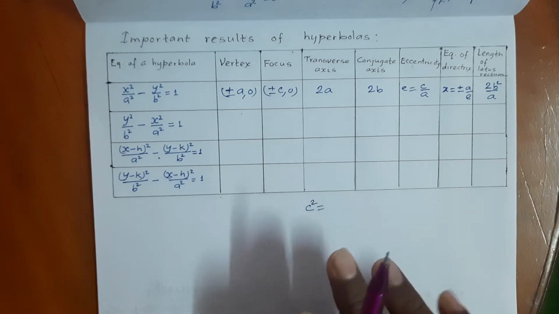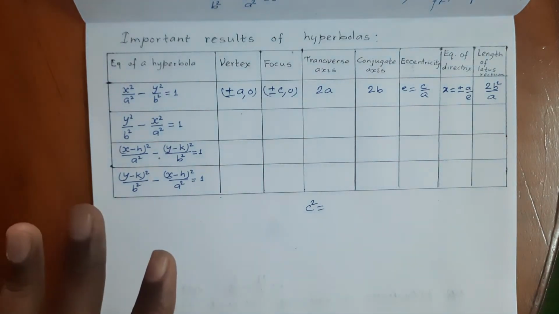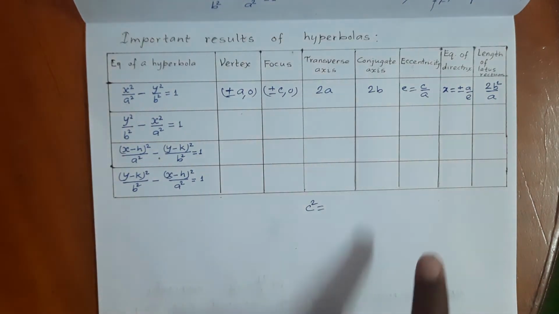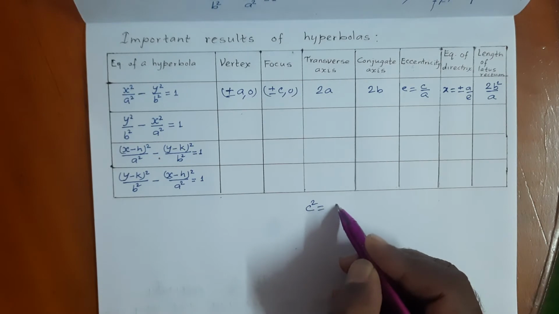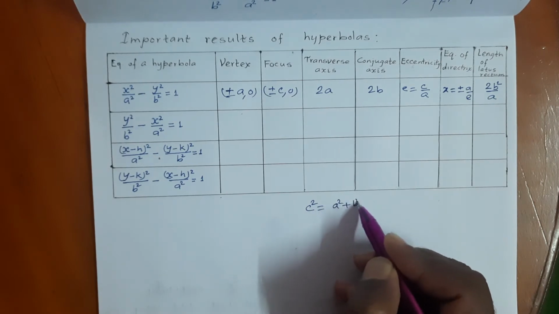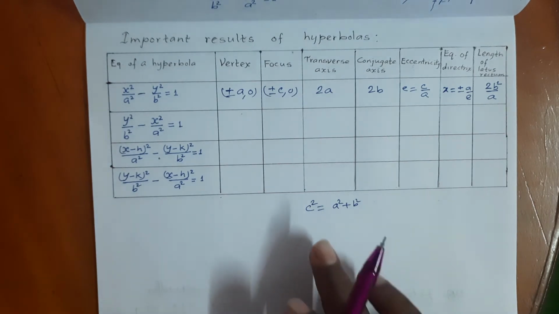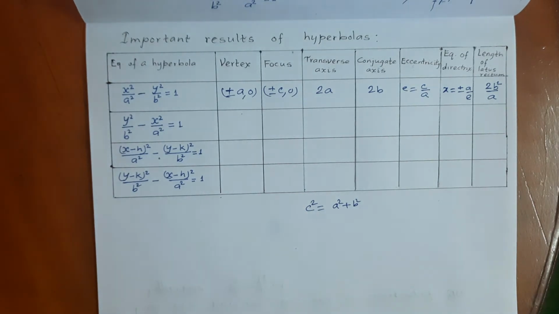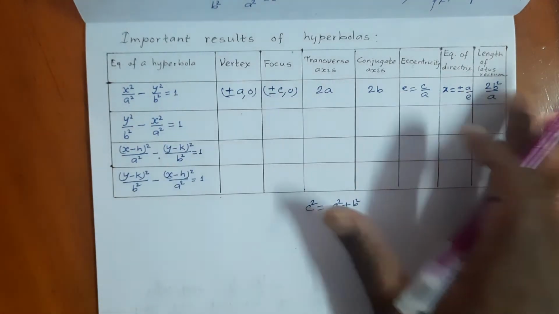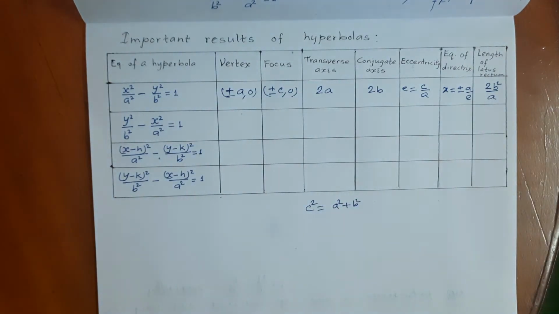But here a or b value bigger or smaller doesn't matter in transverse axis to be along x-axis or y-axis. So here simply c square will be a square plus b square. Sum of this a square and b square gives us c square. So only this matter and this sign matter is different from ellipse, otherwise this formula matter all is same.